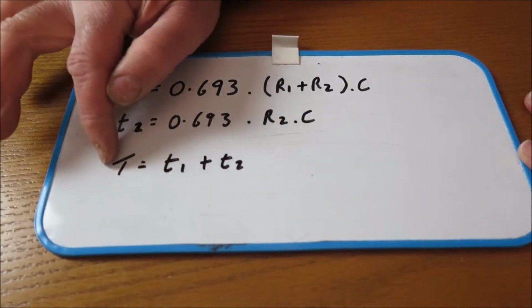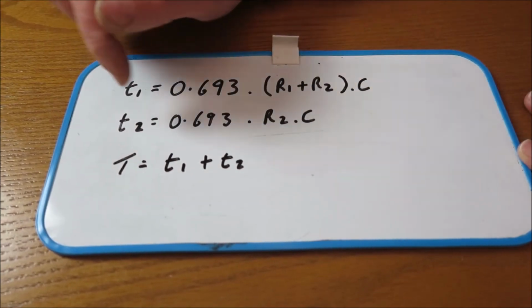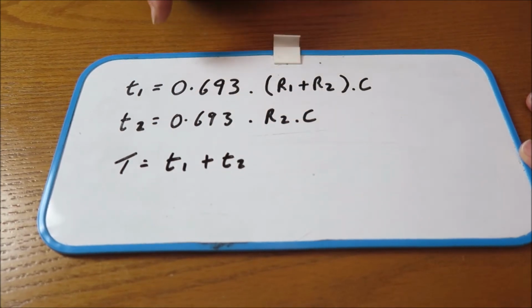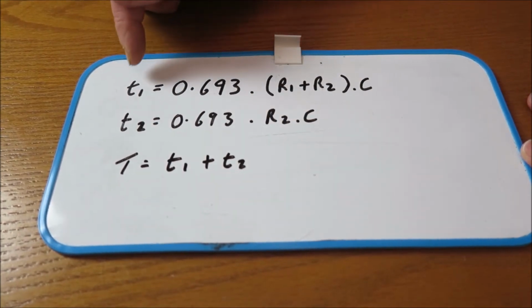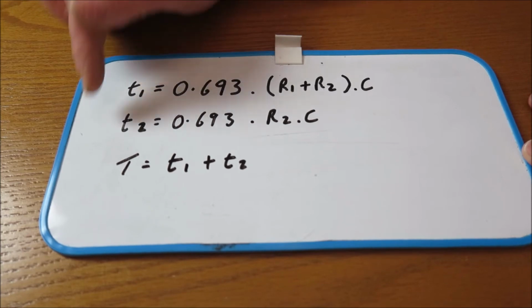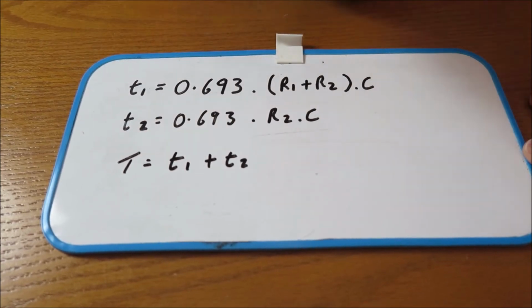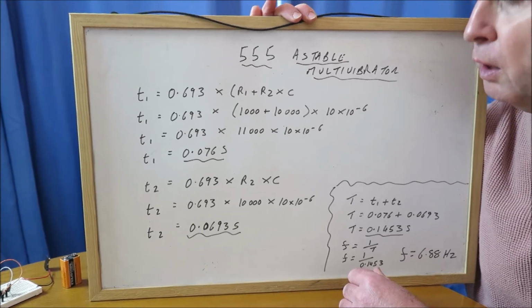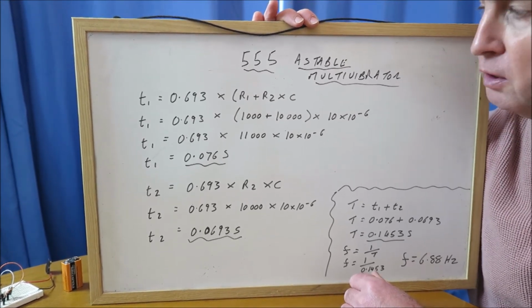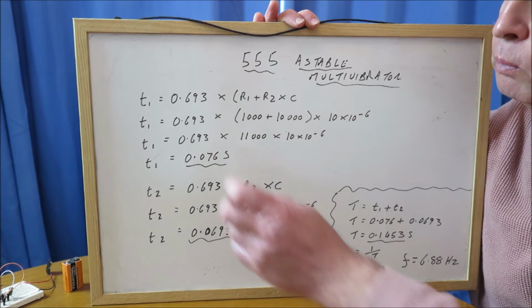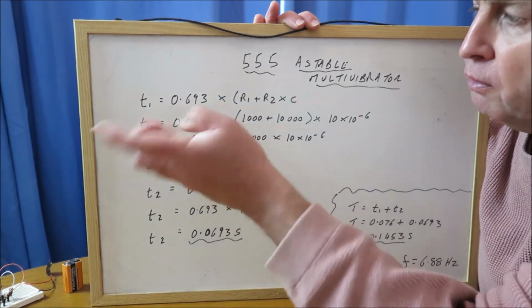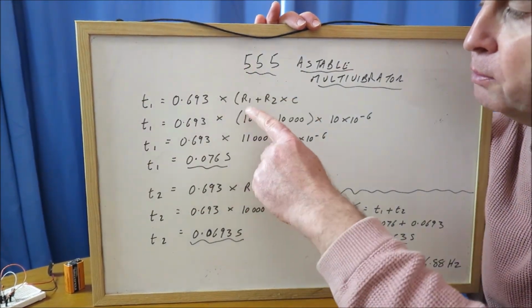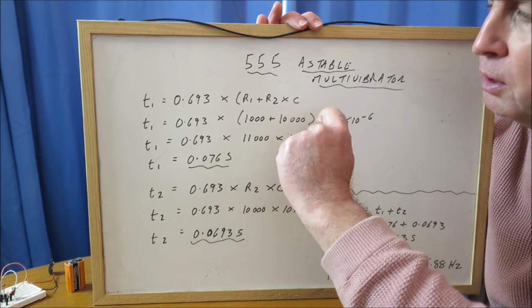And then T, the whole of the time period, is T1 plus T2. So the time period of the wave is T1 plus T2, the whole length of the wave. What we're doing now is applying those two formulas you just saw to the circuit. So we've got T1 being 0.693, or 0.7 if you want, times R1 plus R2 times C.